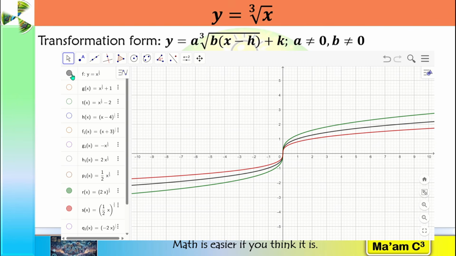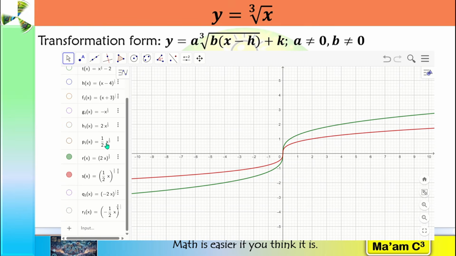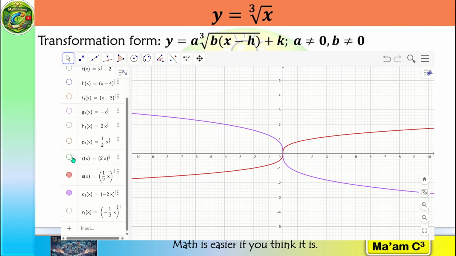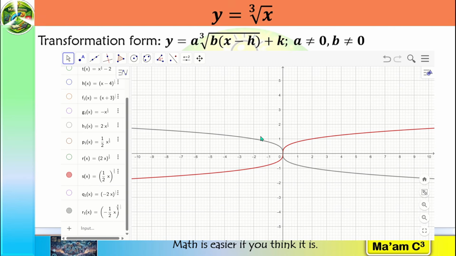Now let me remove our original function and see what will happen if this cube root of 2x graph becomes cube root of negative 2x. So it was reflected across x equals h. In this case, our h is 0. So that is the y-axis. Now let us remove the green and the violet graph. So what will happen if this 1/2 becomes negative 1/2? Cube root of negative 1/2 x. Again, the graph reflected across the line x equals h. Let us apply these transformations.